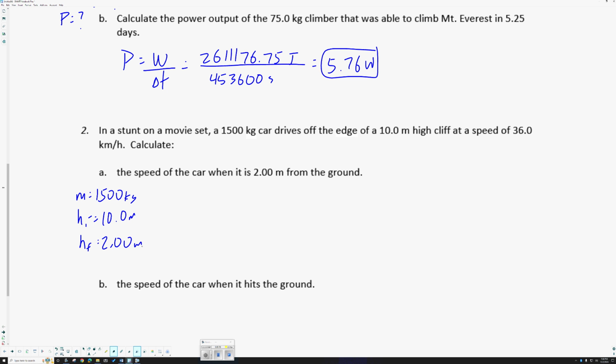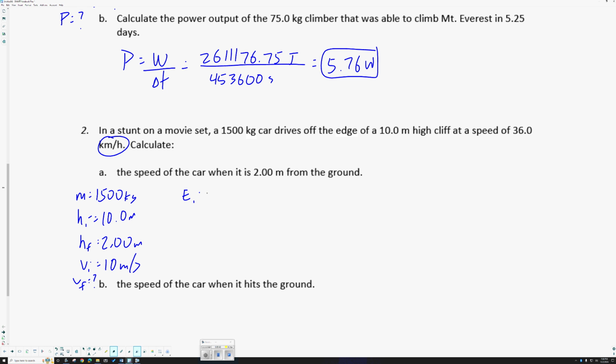We want to convert that 36 kilometers per hour to meters per second. VI, 36 times 1,000 to give me meters. 3,600 on the bottom gives me seconds. Ends up giving me 10 meters per second. 36 times 1,000 divided by 3,600. Looking for VF here.